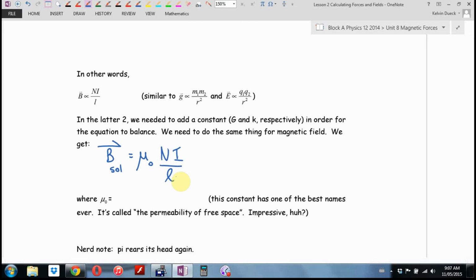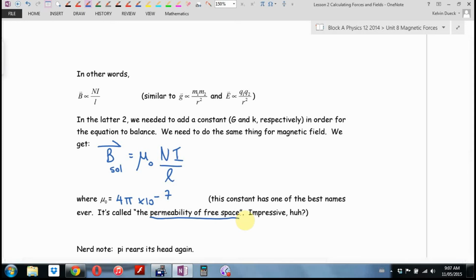How big is it? 4 pi times 10 to the negative 7. Now, first of all, you should get a little nerdy adrenaline rush. What the heck does pi have to do with magnets and magnetic fields? The universe seems to like that number. And it has one of the best names of any constant. You've just learned the permeability of free space.